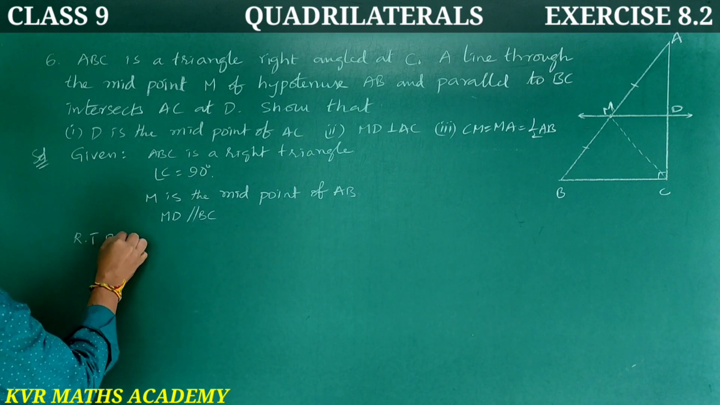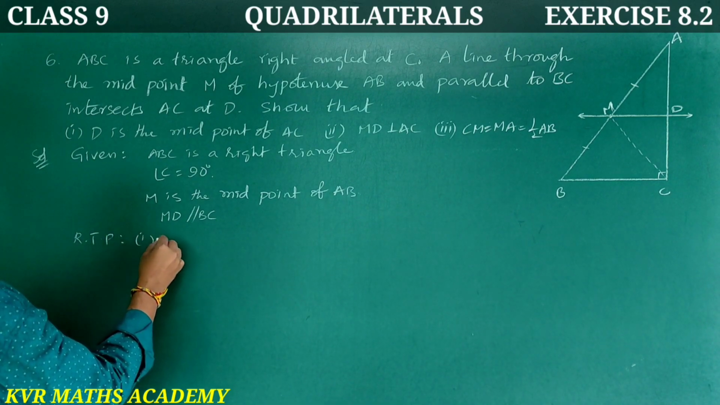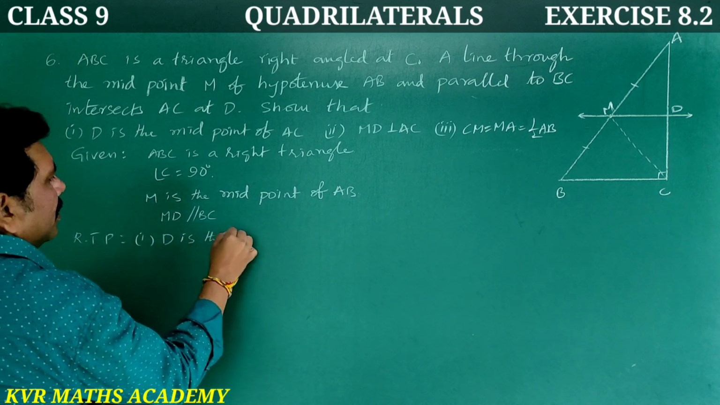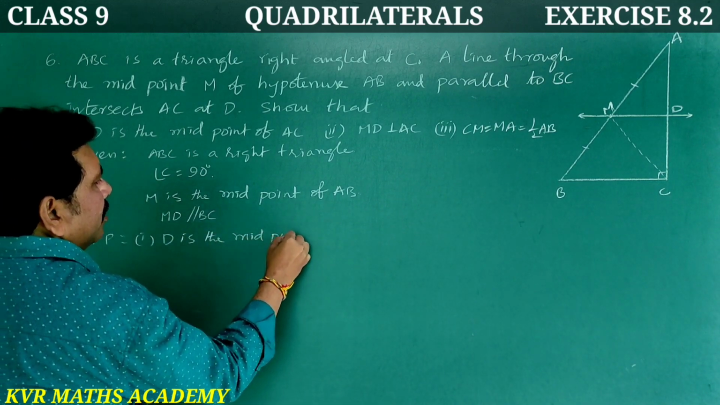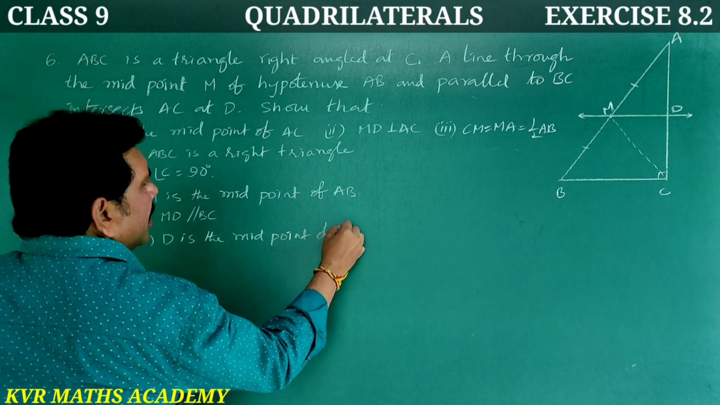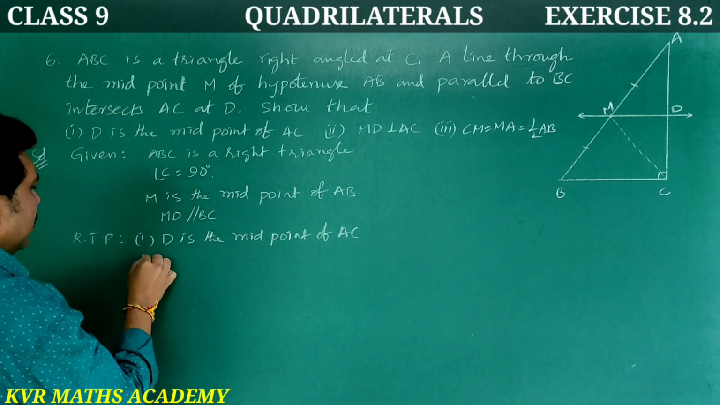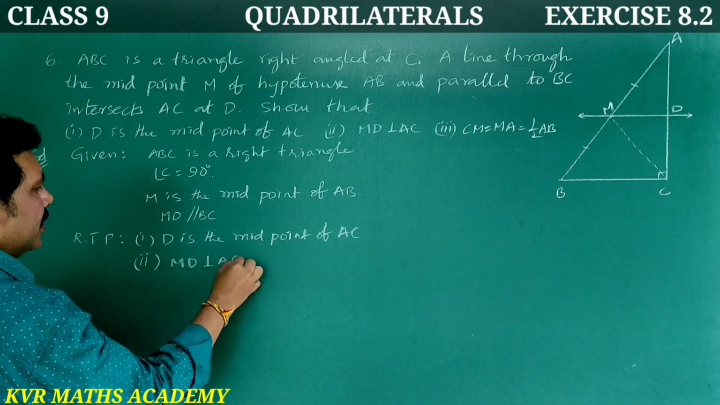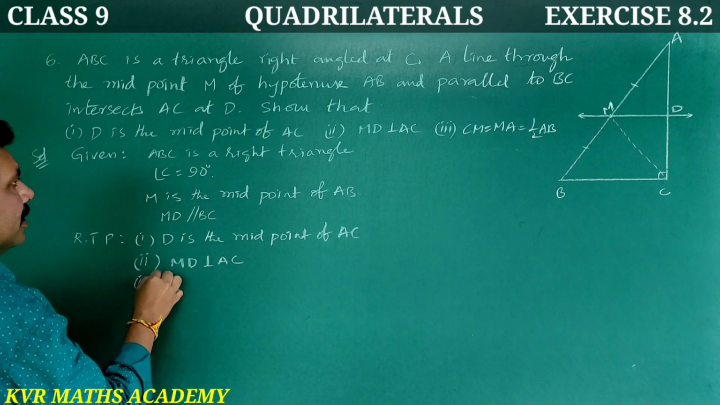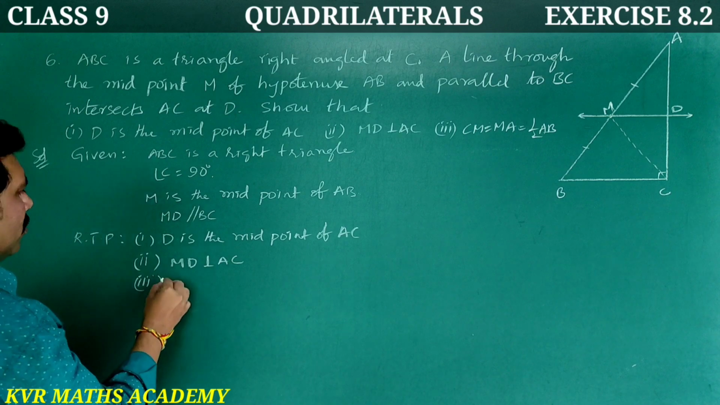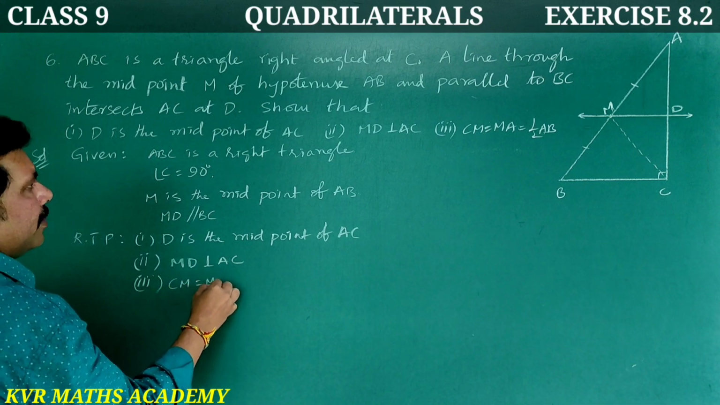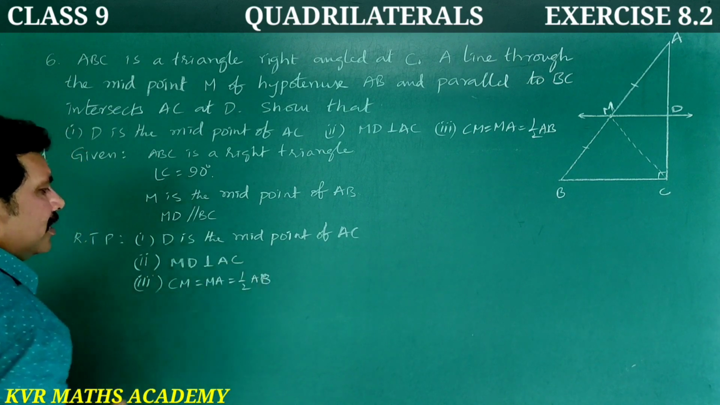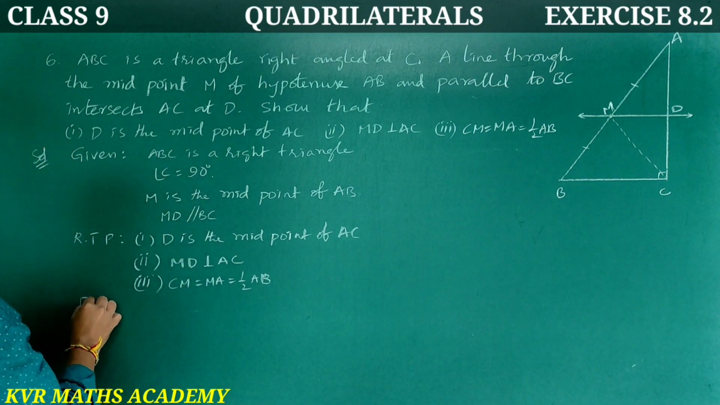What we have to prove? First one, D is the midpoint of AC. Second one, MD is perpendicular to AC. And third one, CM is equal to MA is equal to half AB. Right? Yes, let us prove.